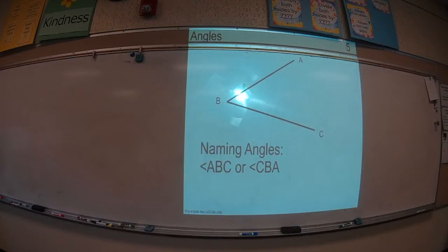So if I have an angle that looks like this, and it's got letters on it, A, B, C, this is angle ABC. This is the angle symbol, angle ABC. You could also call it CBA. It's the same angle. But it can't be BAC because there's not even an angle there. You see what I'm talking about? I would need to have the line there.